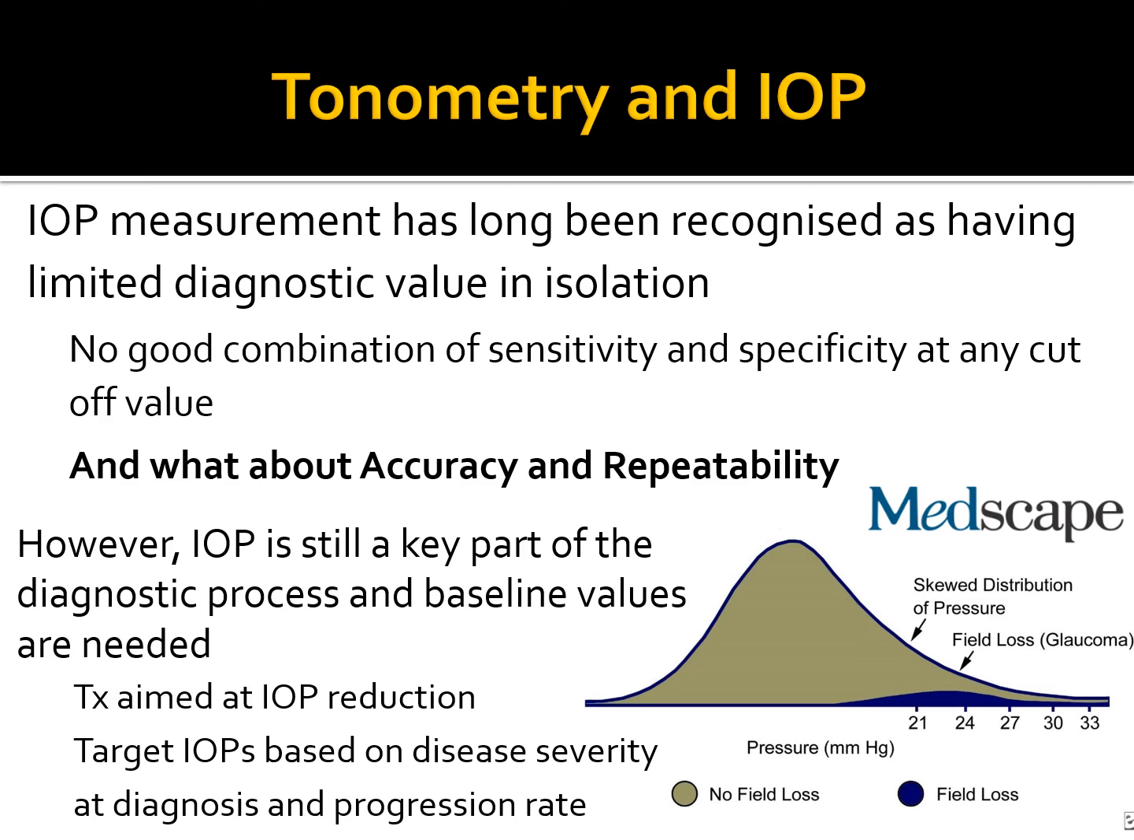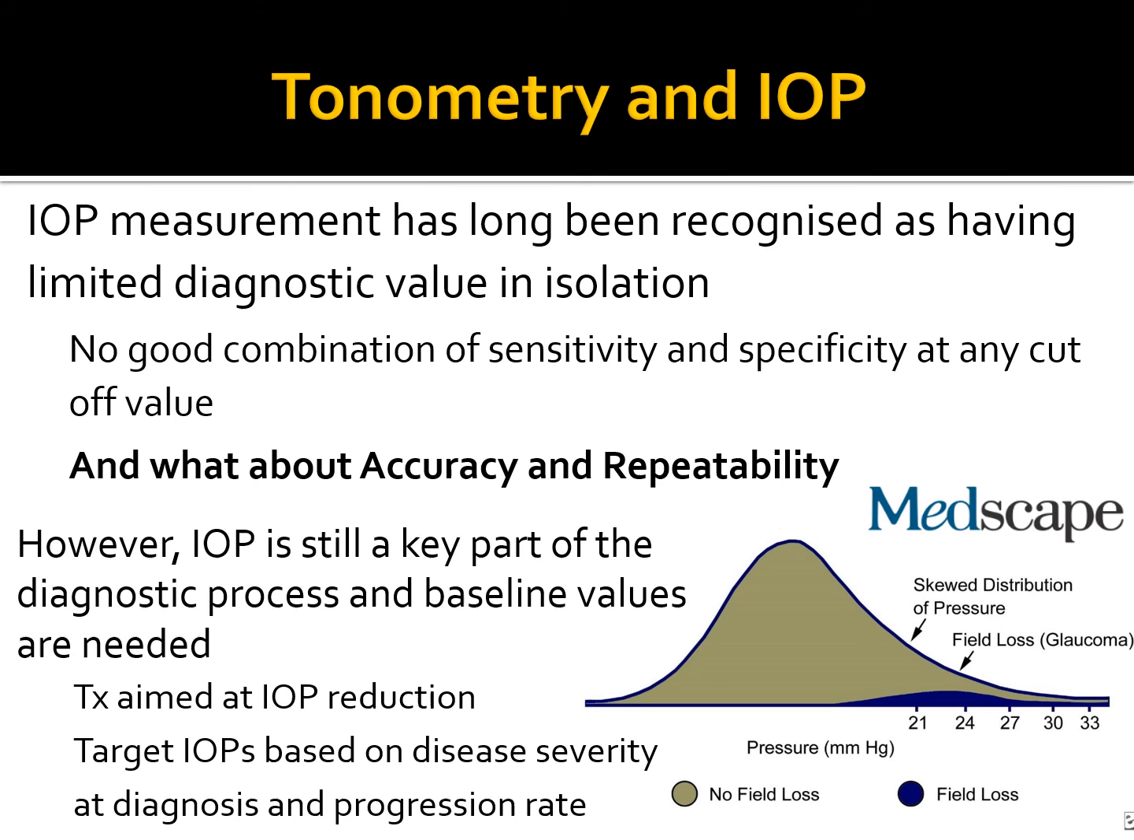No good combination of sensitivity and specificity at any cutoff point has ever been demonstrated. And of course, further to that, what about the accuracy and repeatability? If its repeatability is variable, then you can't be sure where in that range of variability you've taken the measurement anyway. However, IOP is still a key part of the diagnostic process. We have to have a baseline. Since treatment is aimed at reducing IOP, we need to have some baseline on which to say, yes, we've achieved a reduction, or we haven't.